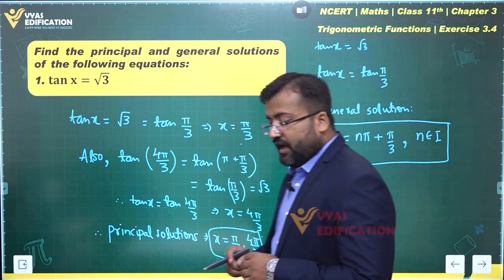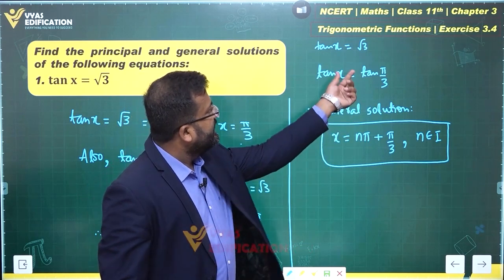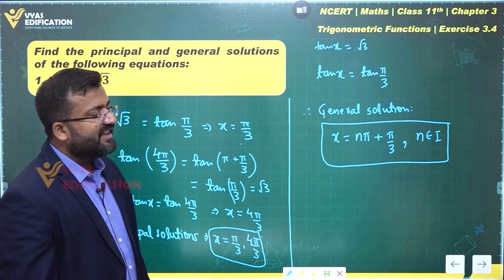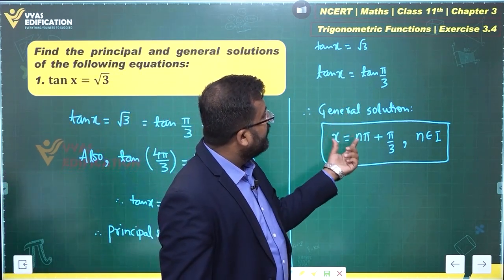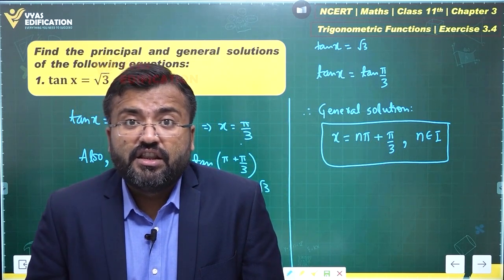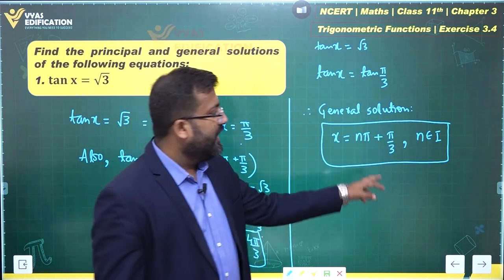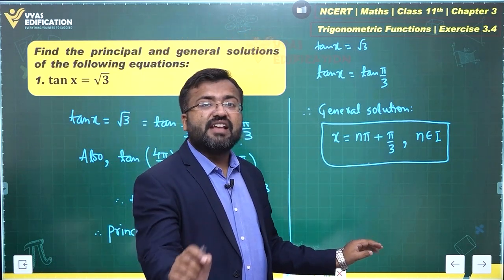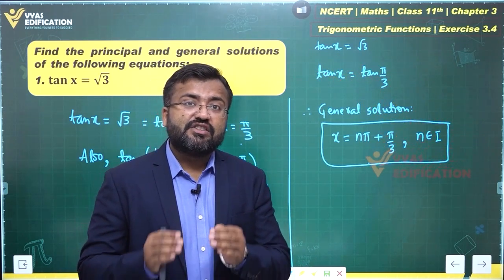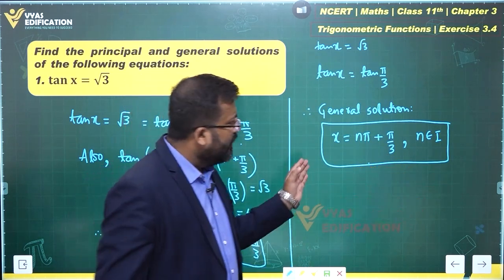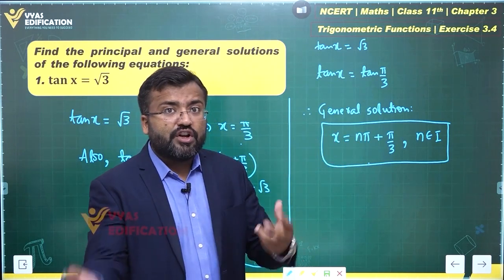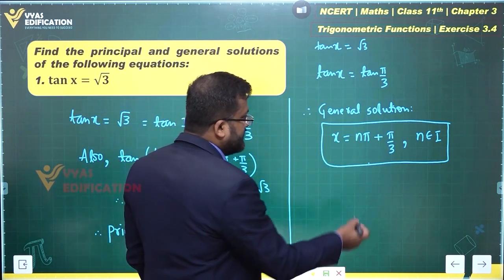Now, a question arises that I could have written tan x equals tan 4 pi by 3 as well. Yes, I could have written this equals tan of 4 pi by 3 as well, and in that case I would have obtained x equals n pi plus 4 pi by 3. The actual solutions that you obtain in this and in that will be exactly the same. The form may look different, but the solutions obtained would be exactly the same. Once you start writing the solutions for different integer values, what are the solutions that you will get?